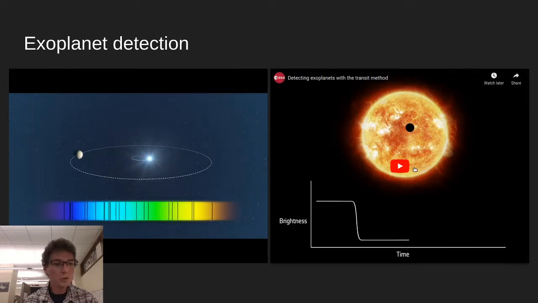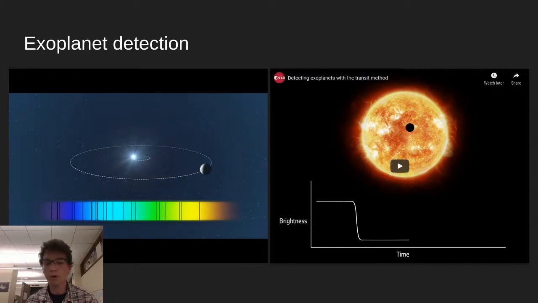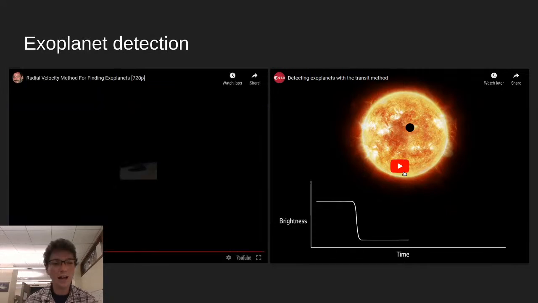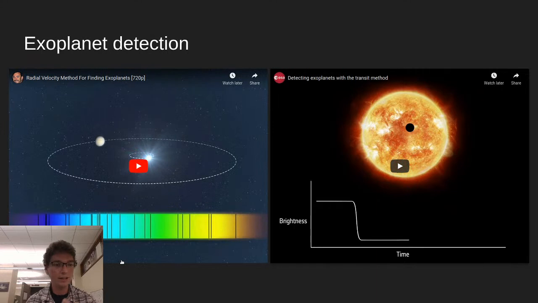So that was the first technique that detected 51 Pegasi b, which was the first known exoplanet. Recently, there was a Nobel Prize awarded for its detection. But it's really time intensive. It requires a lot of detailed observations of one star at a time in order to detect an exoplanet.